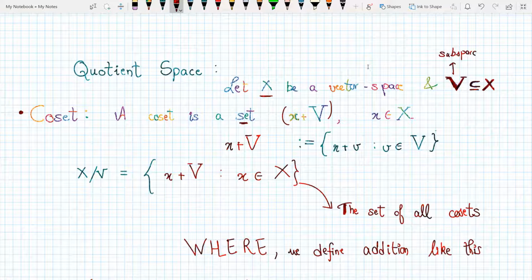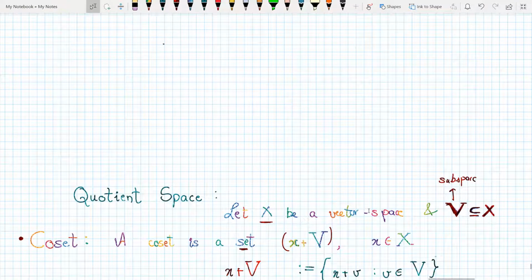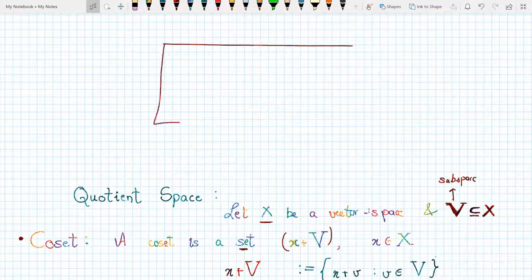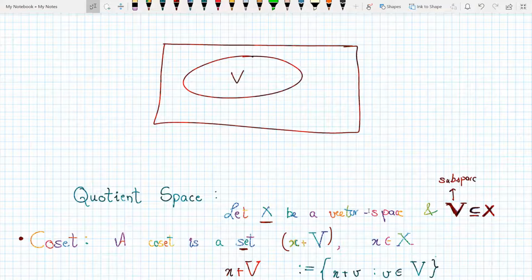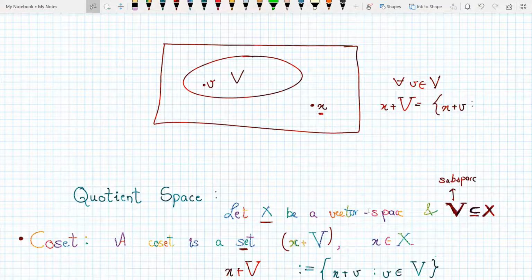Now, what just happened? I have a vector space, and I have a proper subspace V. What I mean by a coset is that I have an x, and to x I add every element of V. So for all v belonging to capital V, x plus V is the set of x plus v. This is my definition of a coset.